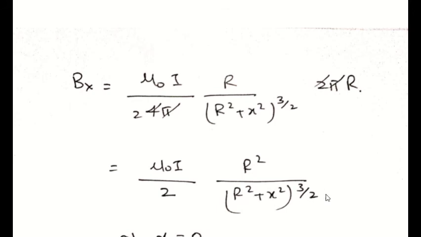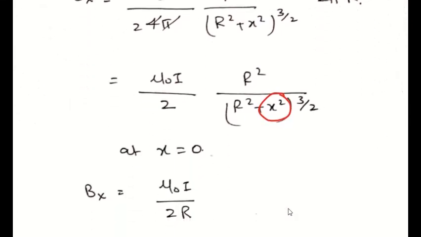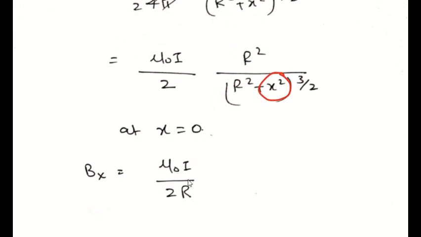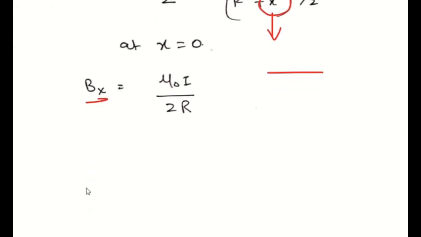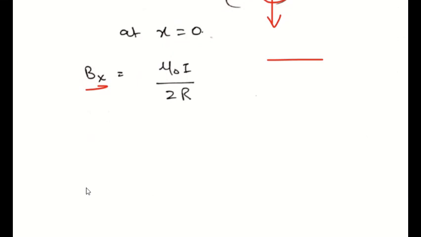So if x is 0, then we'll get Bx is equal to mu naught I over 2R. By varying this x, that is the distance of the point, we can vary the value of this magnetic field. So this is all about Biot-Savart law. I hope you all understand.